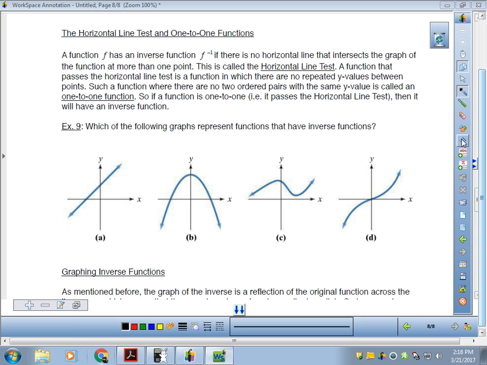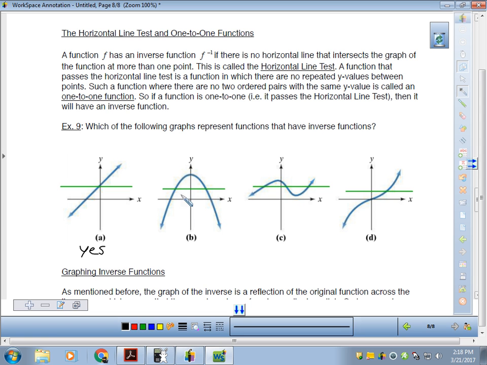So here on example 9, it asks us, which of the following graphs represent graphs of functions that have inverse functions? So we want to check, are they one-to-one? Well, to check one-to-one, we do our horizontal line test. So we'll draw a horizontal line on each one of these. On this one, how many points does it touch? It only touches 1, so that means it is one-to-one. So that means, yes, it does have an inverse function.